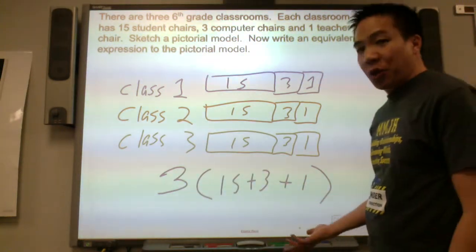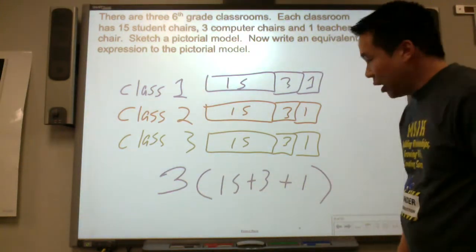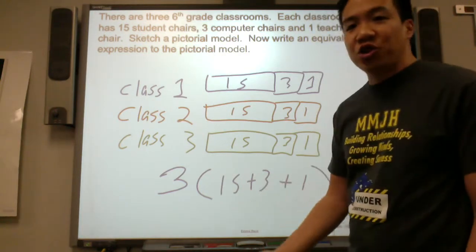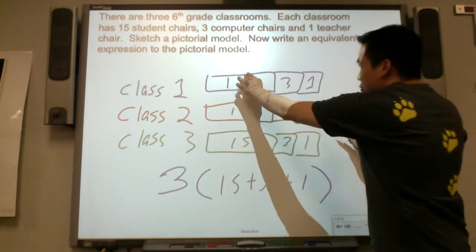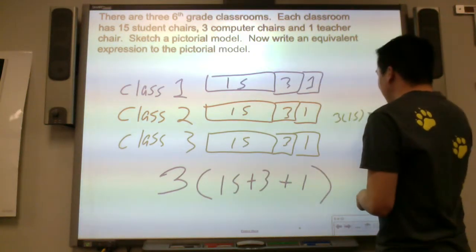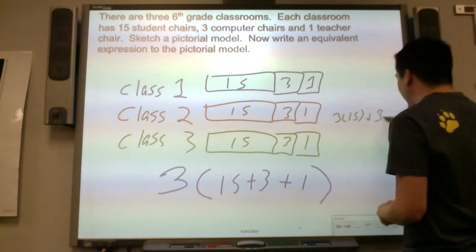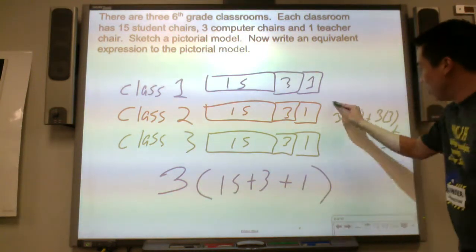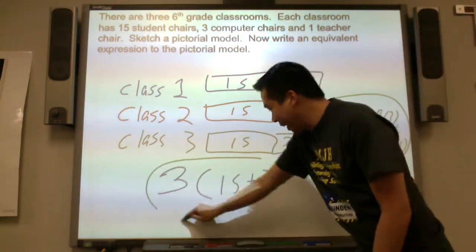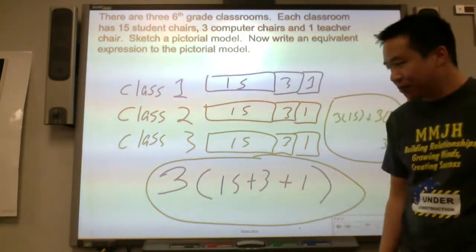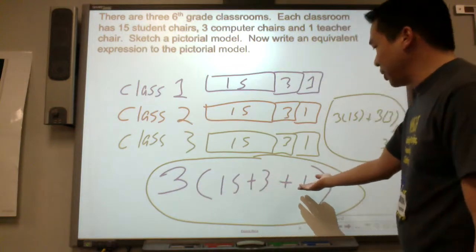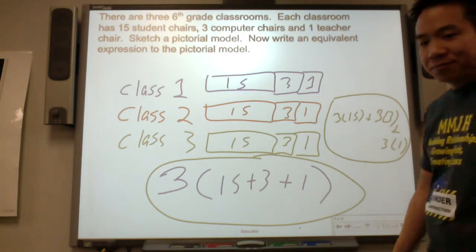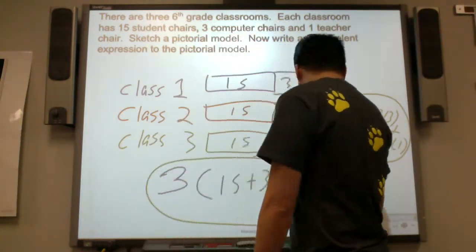Another way you could have written it is this way. Again, we're not going to learn this until we learn distributive property. This is a precursor to get you ready for it. But I see 3 groups of 15 plus 3 groups of 3 plus 3 groups of 1. Both of these are a great answer. I don't care which one you put down. So there's 3 groups of 15 plus 3 plus 1, or 3 groups of 15, 3 groups of 3, and 3 groups of 1.